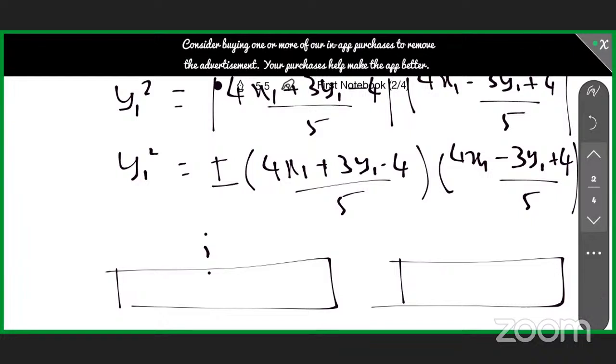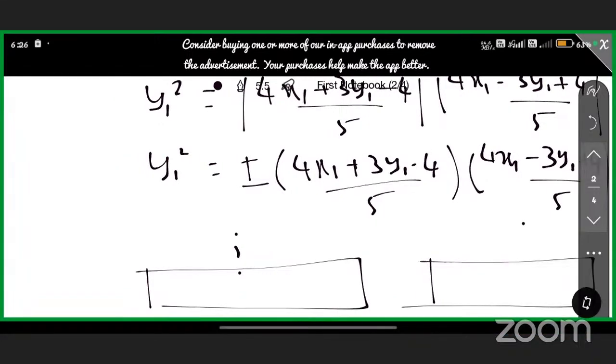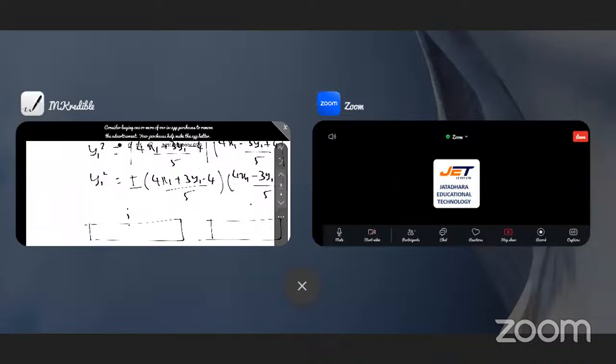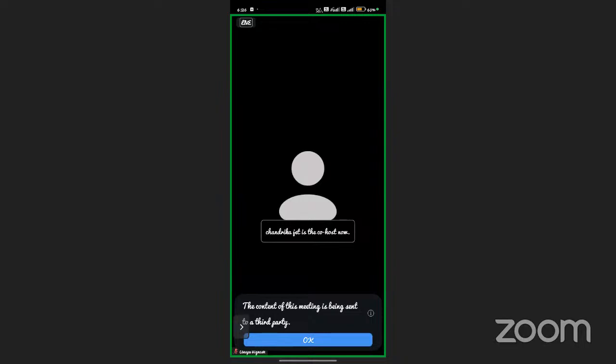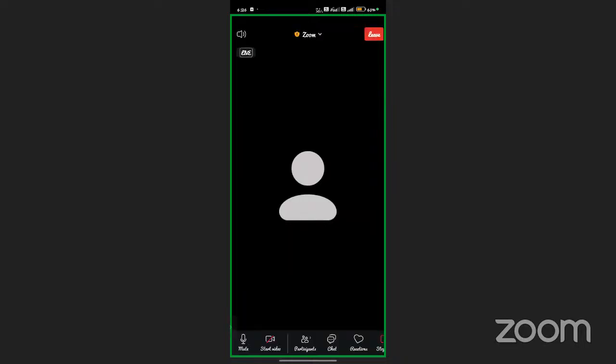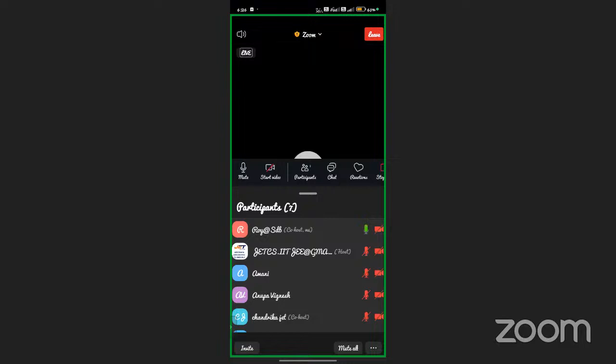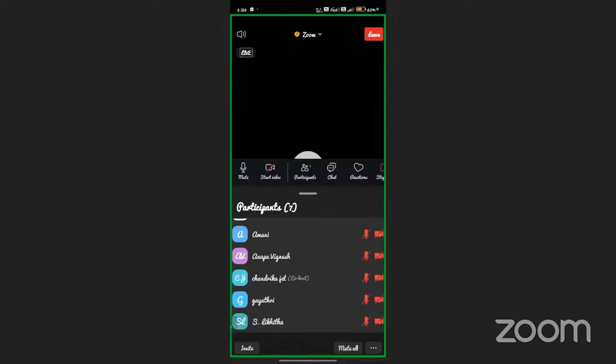Here's the answer. Sir, is it 4x1 square minus 9y1 square minus 16 by 25 and minus 4x1 square plus... just a minute. Okay, you can text the answer in the chat, or you can tell the answer now.